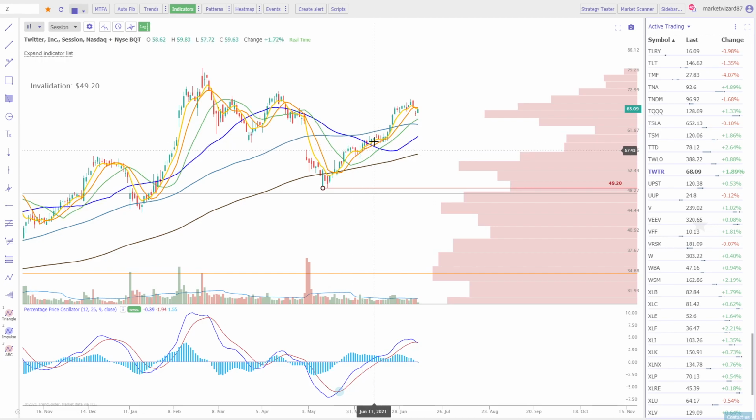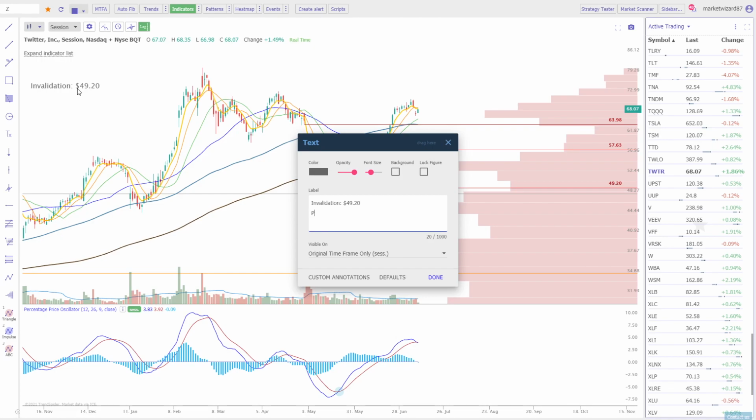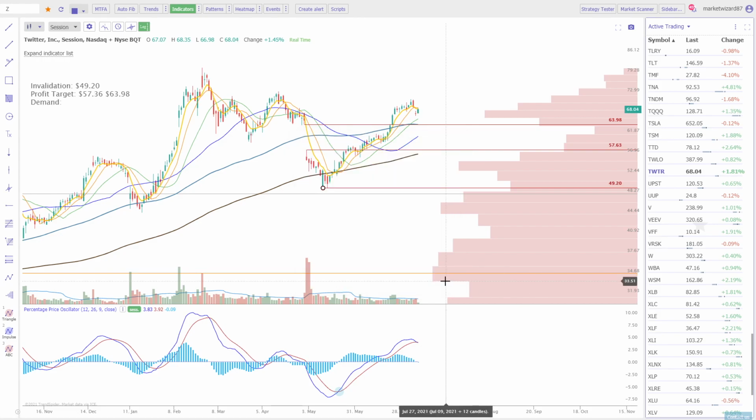Maybe you say, I'm going to take some off here at this declining simple moving average 40. All of these are just targets, guys. That's all they are. So we've got an invalidation. Let's pull up some targets. 57.63 was one. 63.98. Okay. And then let's do some demand, right? Let's see, where do we think there will be demand? So after this day occurred, we'd say there'd be demand anywhere near 49.20.